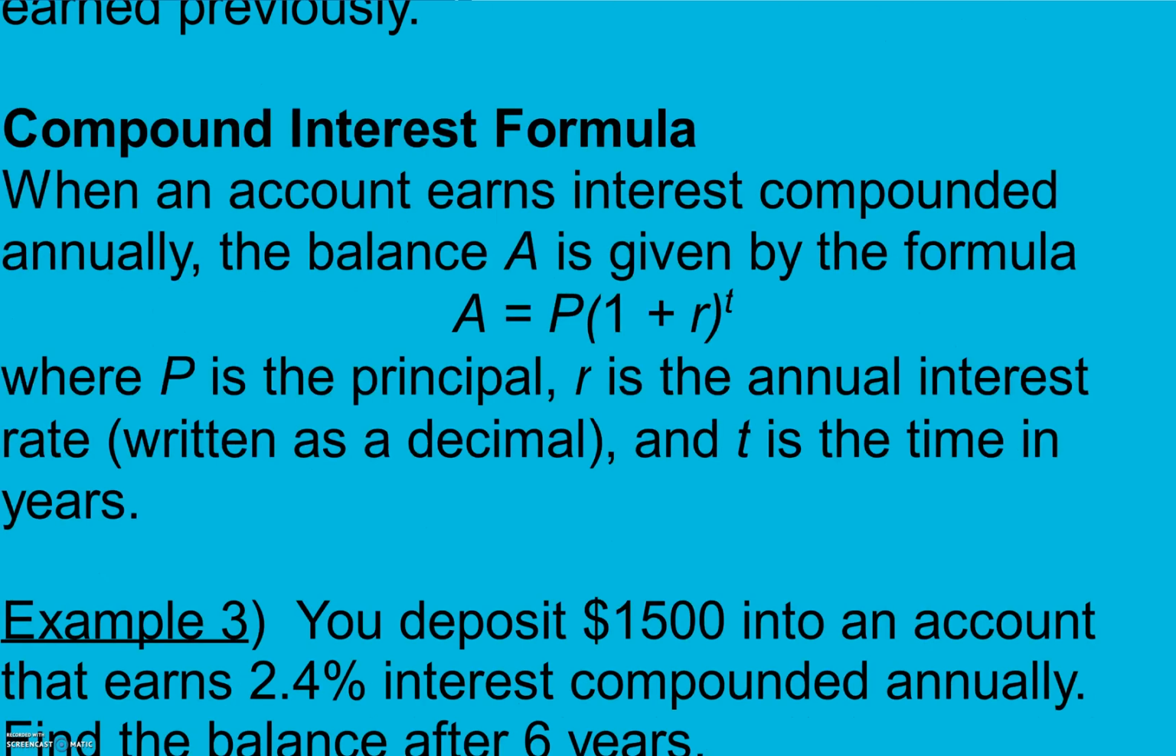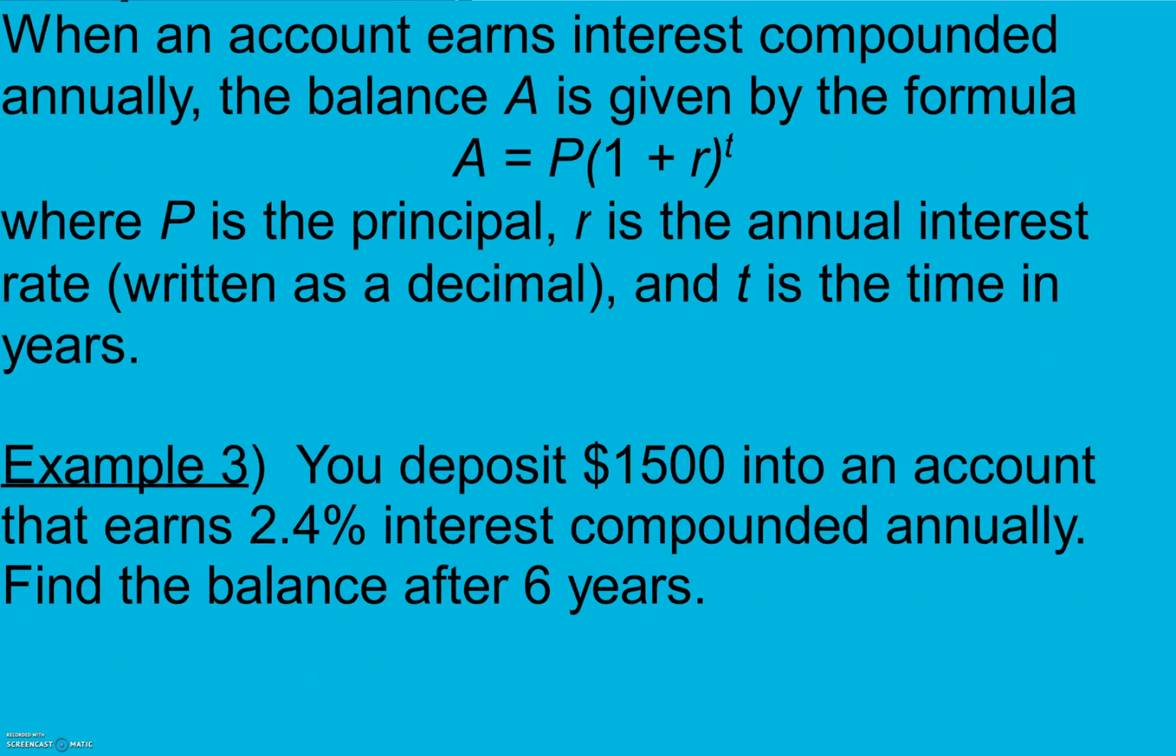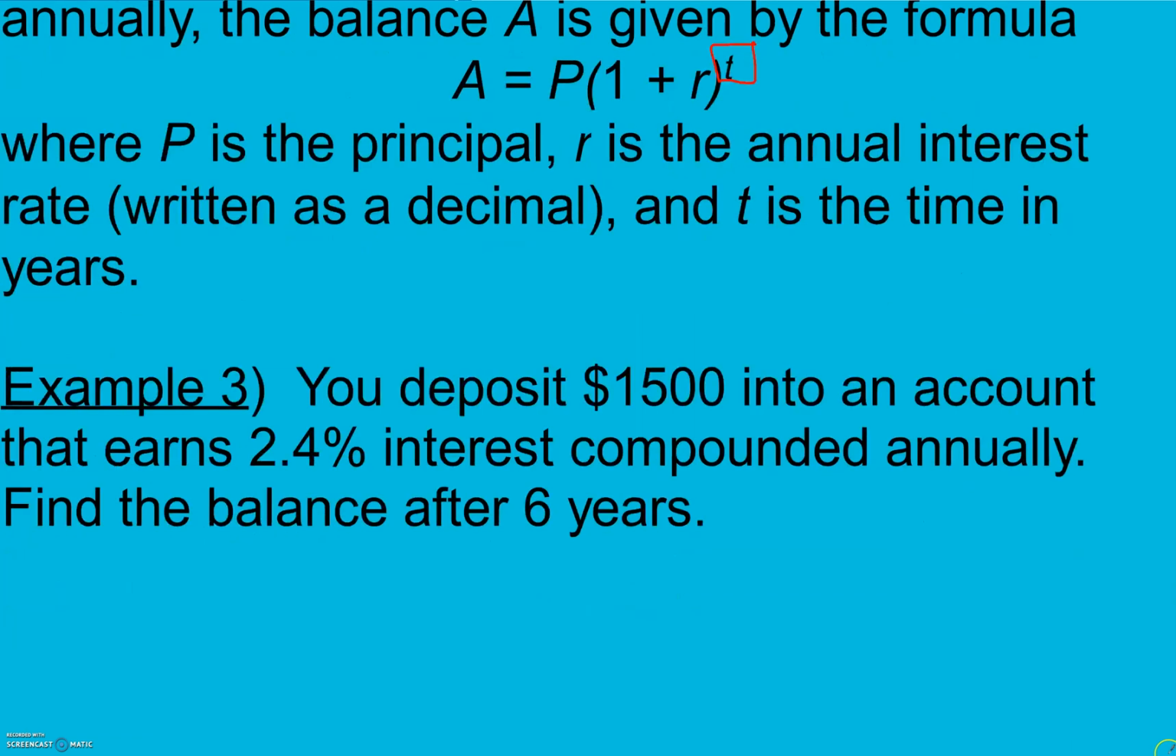When an account earns interest compounded annually, the balance A is given by the formula here. A equals P times 1 plus R raised to the T power. So that's the difference here. Instead of our T being inside with our rate, it's outside as an exponent. Otherwise it stays the same. So here, we know we're going to have to use this formula for compound interest because it tells us that it was compounded annually.